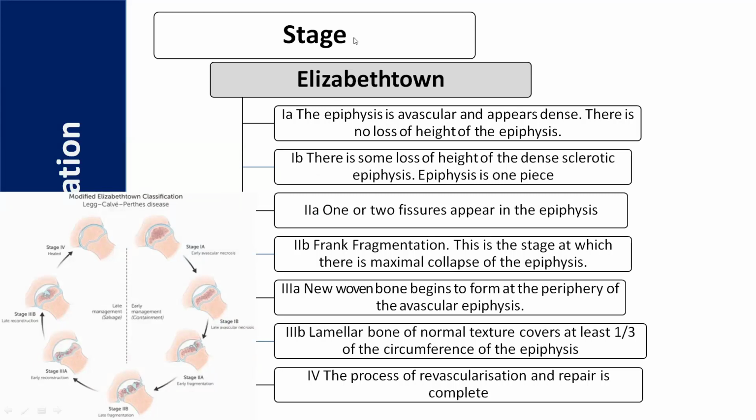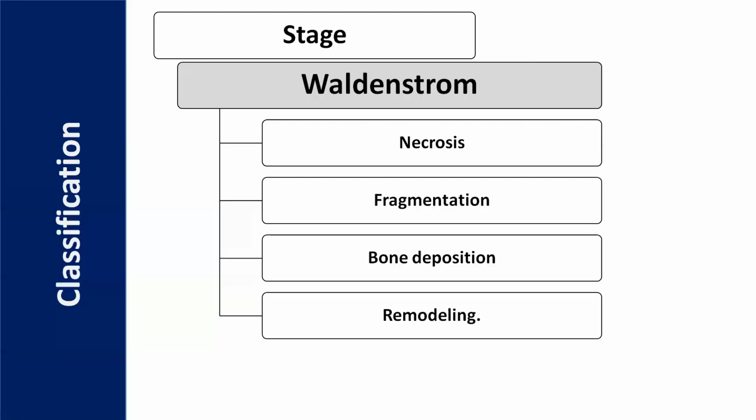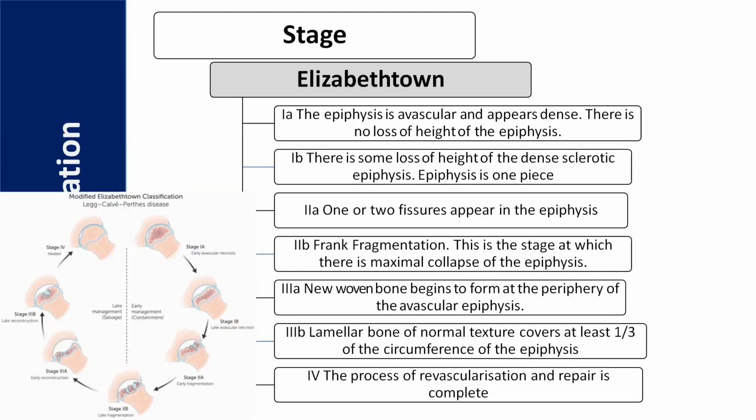Another classification was done as a modification of the Stolberg of the Waldenstrom classification. It divided each stage into two stages. The first stage, which is the AVN, it divided into 1A, where the epiphysis is avascular and appears dense, with no loss of height of the epiphysis, and 1B, where there's some loss of the epiphysis height.